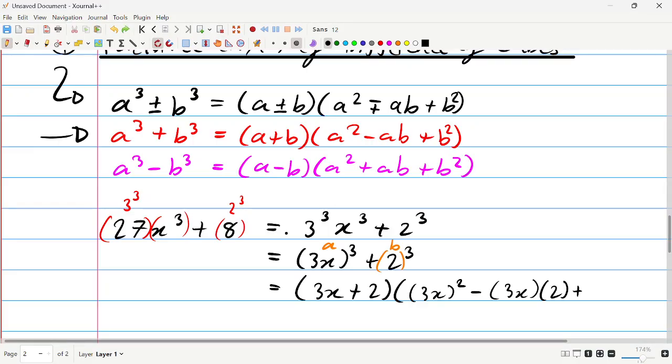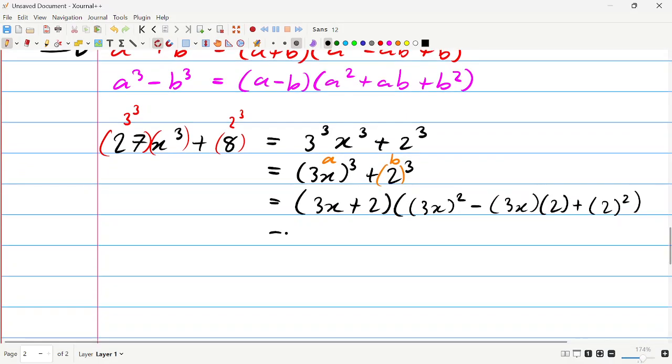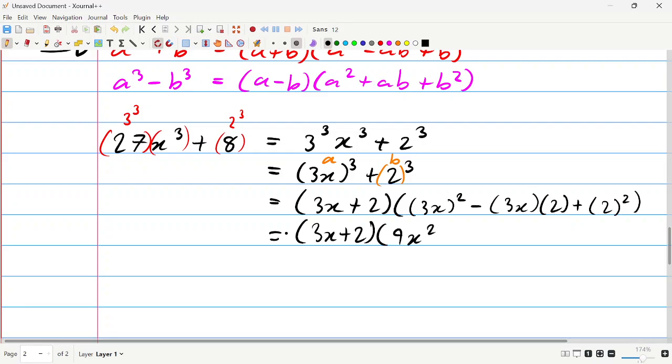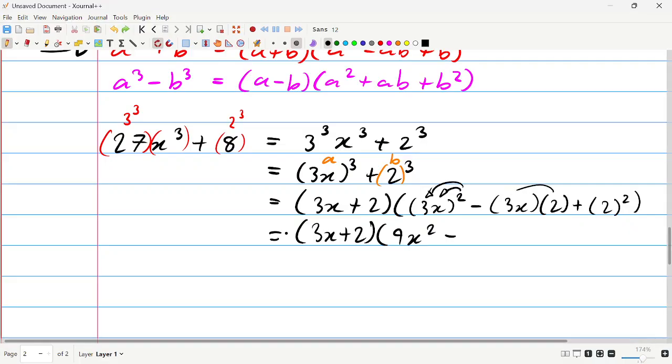But anyway, notice that the b squared is supposed to be there. So now we are going to have b squared, which is just what? 2 squared. Okay, hope that makes sense. And then obviously you would just simplify it because that's your job to do. 3x plus 2 multiplied by 3x squared, which is just 9x squared, if you take the exponent in using exponent laws, minus 3x times 2. What is 2 multiplied by 3x? It's just going to be 6x, plus 2 squared, which is 4. There we go. We just factorized it now.